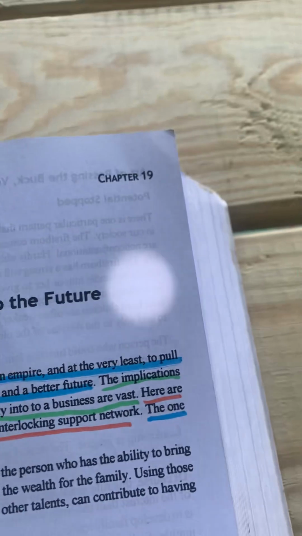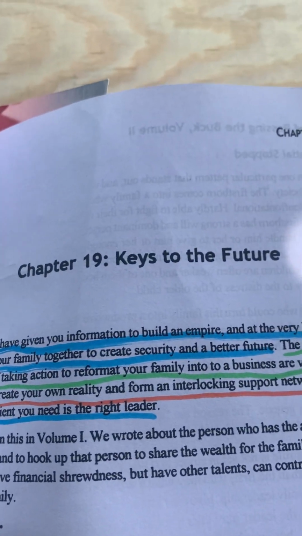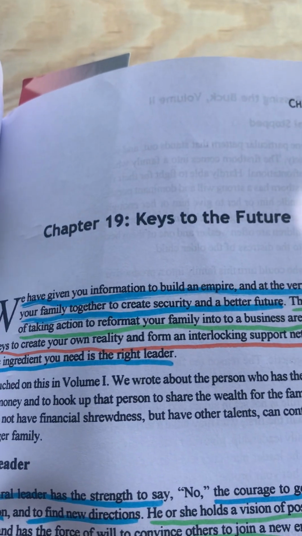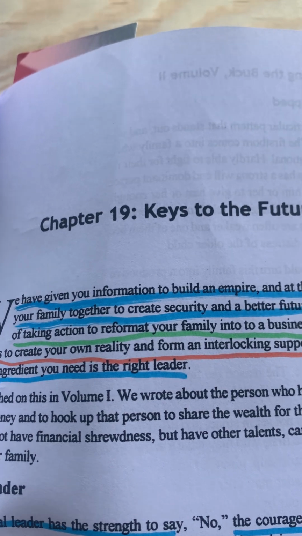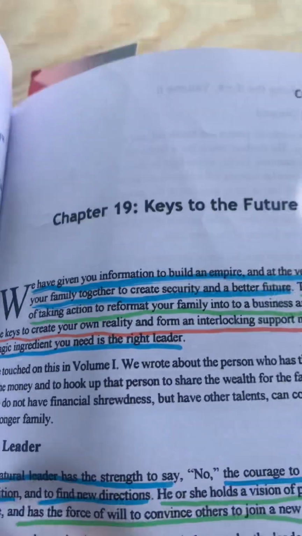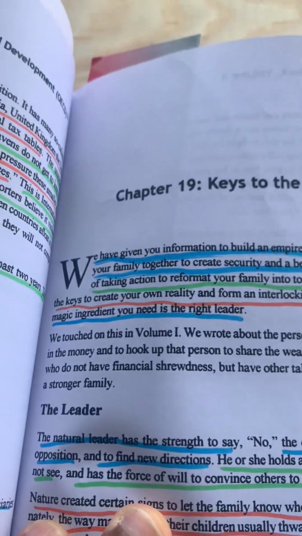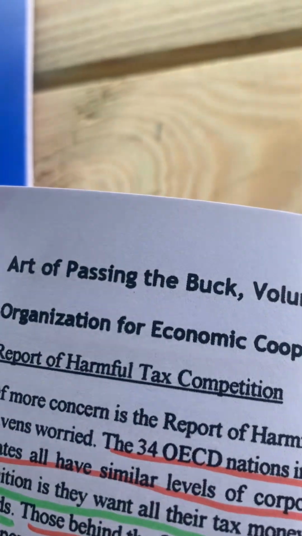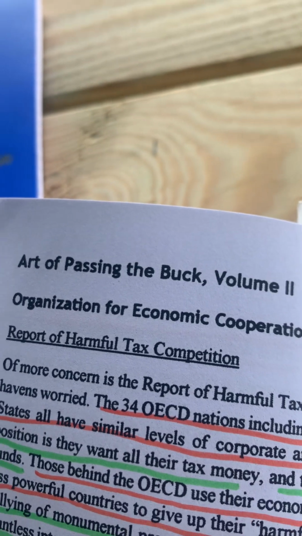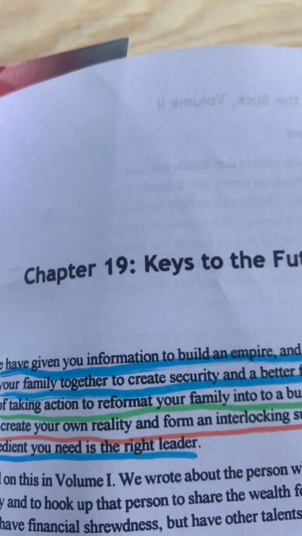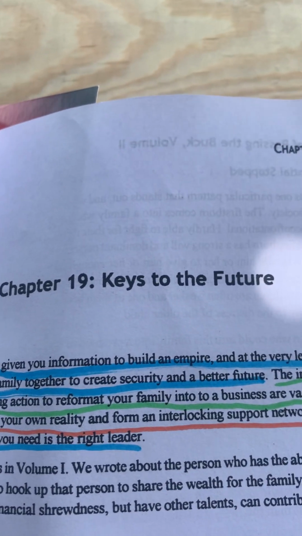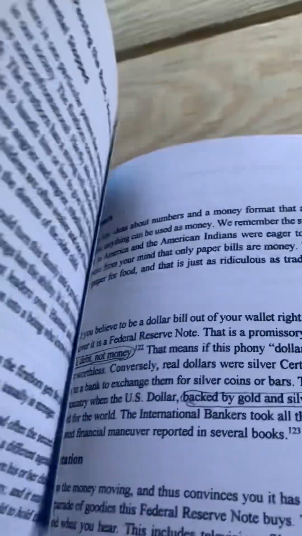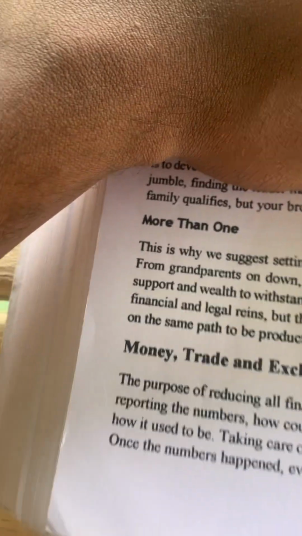I'm going to give you guys a little bit more information on the irrevocable common law trust. We are in this book, and I am starting with chapter 19, Keys to the Future, but I'm not going to start on that. I'm going to start with money, trade, and exchanges.